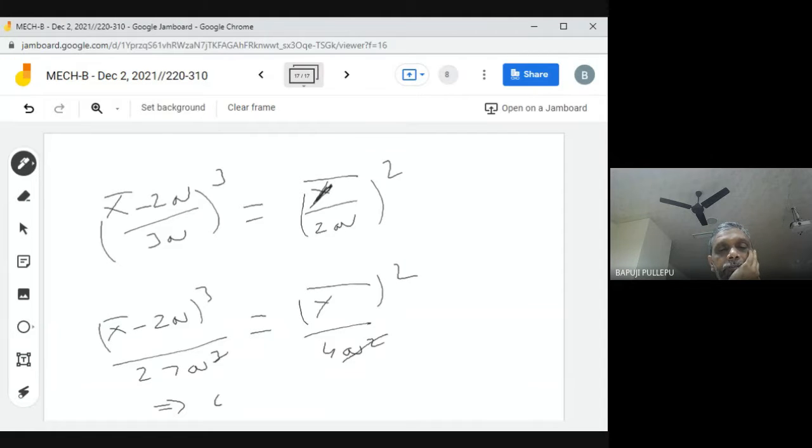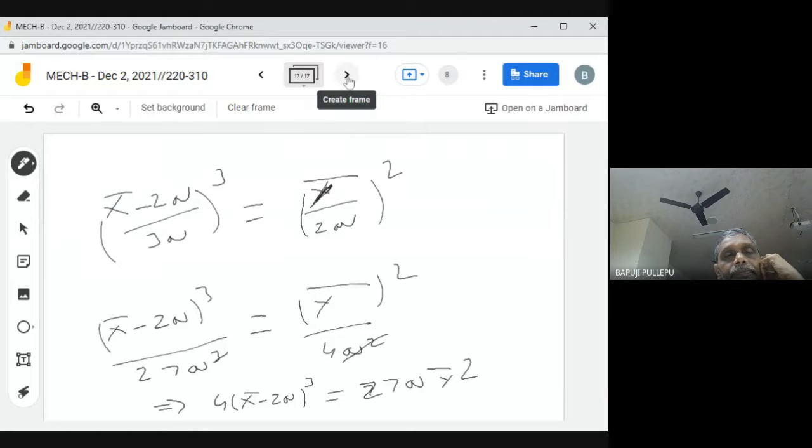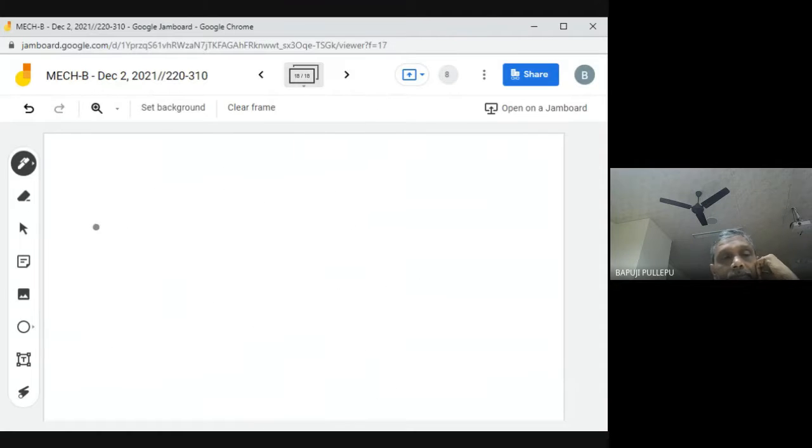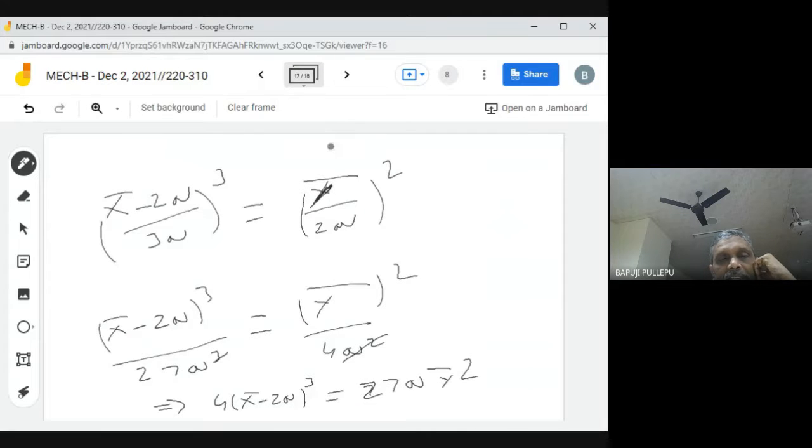4 into (x bar minus 2a) whole cube is equal to 27a y bar square. Now this is for a particular center I am telling, x bar y bar. For generally, if I want the locus, x bar y bar I will remove. So locus of center is what? I remove the bars, general equation I will write.